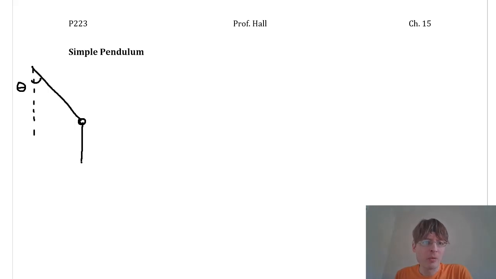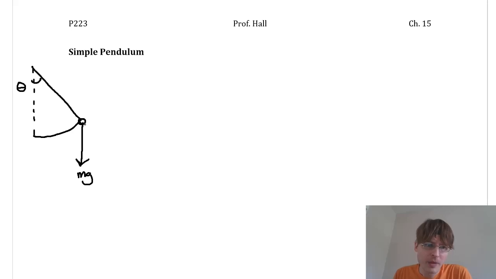The weight of the bob pulls straight down towards the earth. But that force straight down actually has a component which is along the arc that the pendulum's swinging on. Here's the arc. It's kind of like being on an incline. Even though the earth pulls you straight down towards the center of the earth, there's a component of that force that acts along the slope itself. How big is that component? That's what we care about.